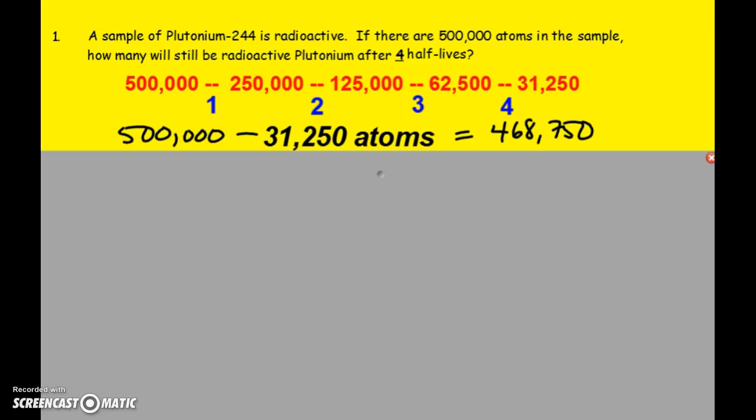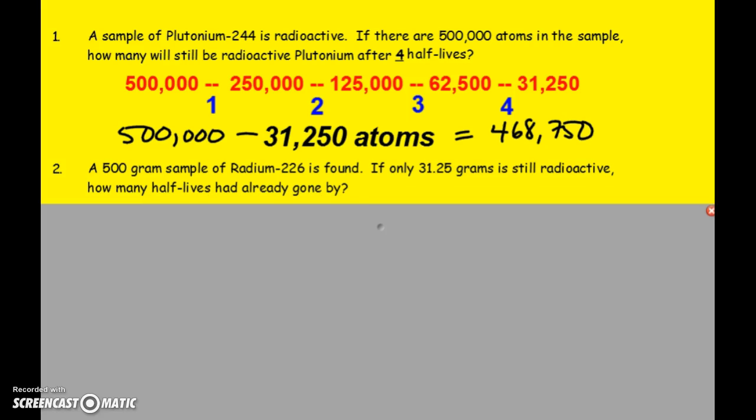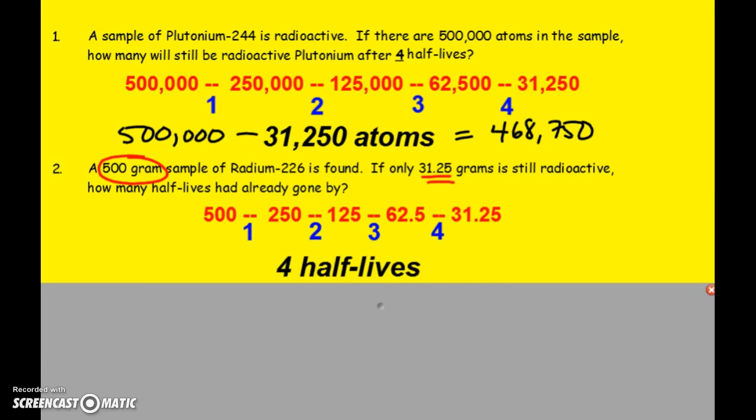So now when we look at our next question here, it's talking about a sample of radium-226. There's 500 grams. If only 31.25 grams is still radioactive, how many half-lives have gone by? So this time I give you the starting amount, 500 gram sample, and we have to get down to 31.25. So basically we need to figure out how many times we divide by 2 until we get to 31.25.